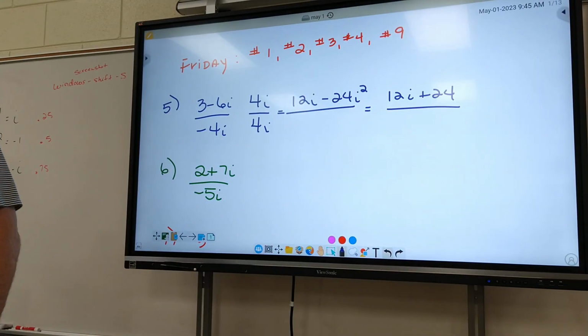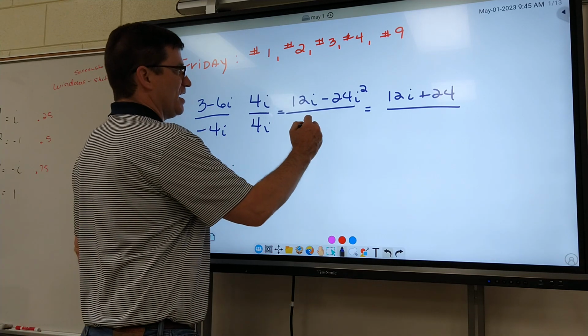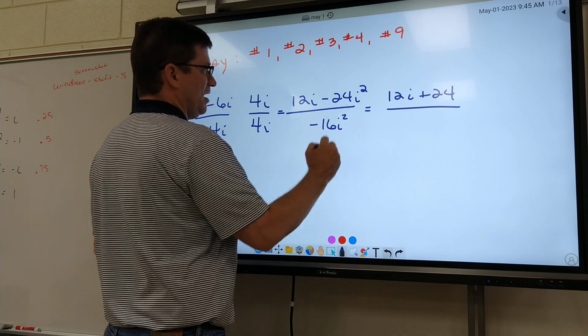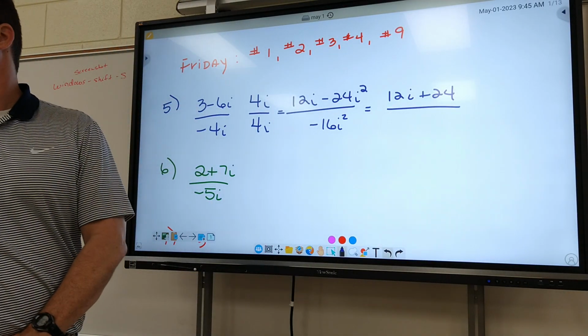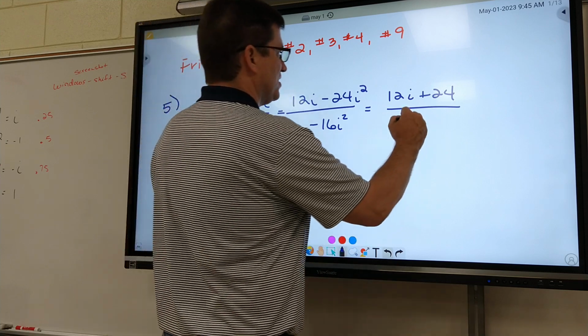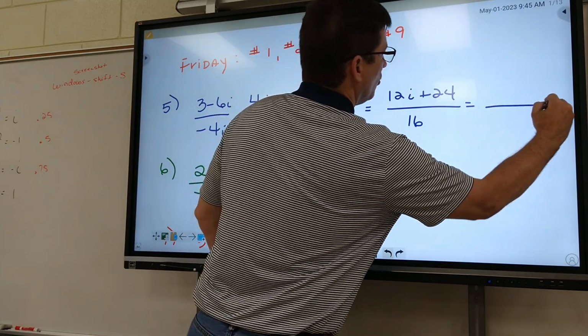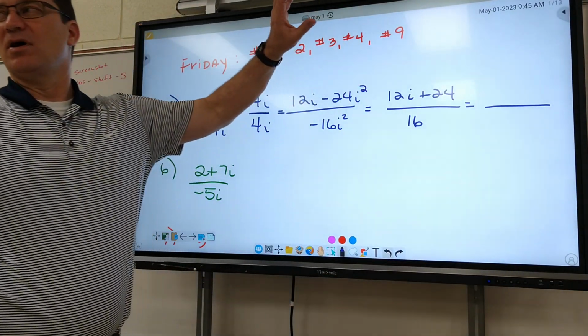Everybody good there? All right, I'll leave your i squared on the board for you. The bottom, if you multiply, is negative 16i squared. Again, what does i squared do to negative 16? Makes it positive 16.